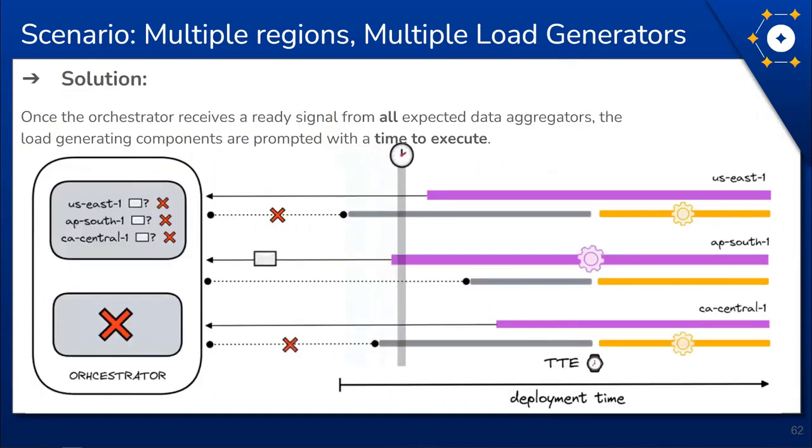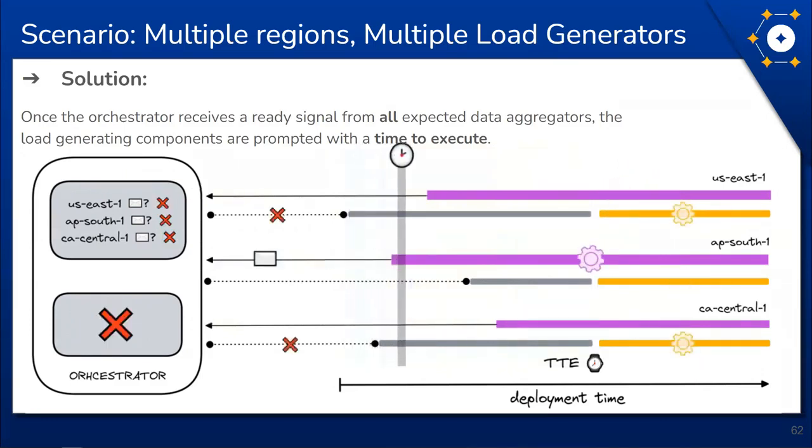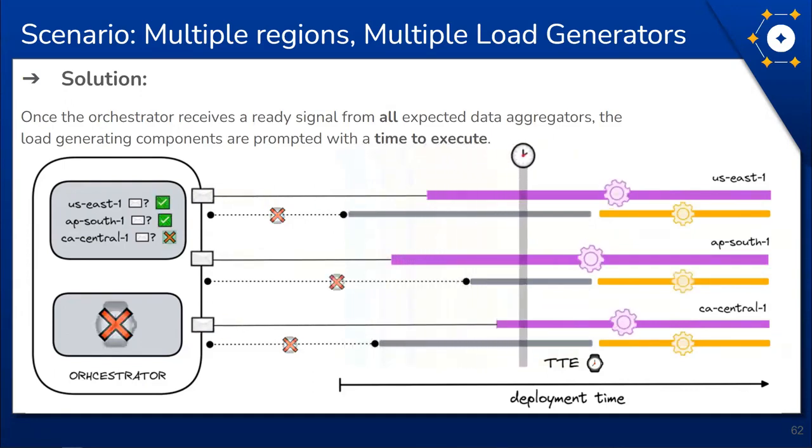In this example, we illustrate 3 regions with 1 load generator each. We again see that the load generating components start at different points in time. And just like before, the blocking process halts any load generation from starting early. For this scenario, the calculation of the TTE is slightly different.